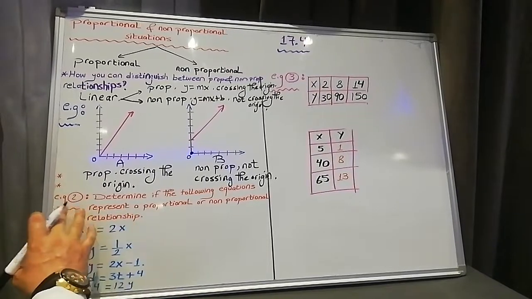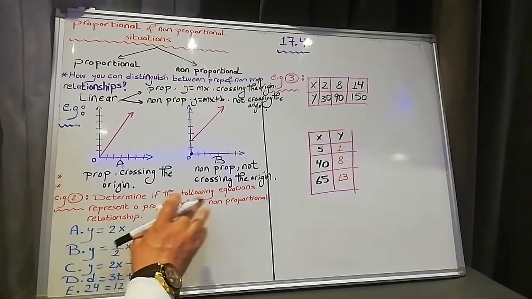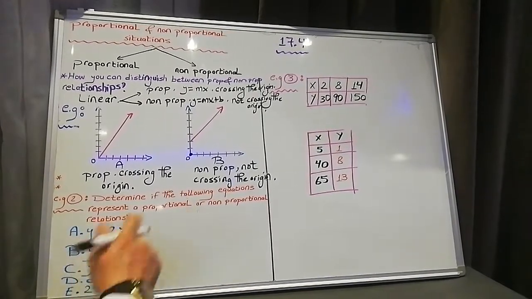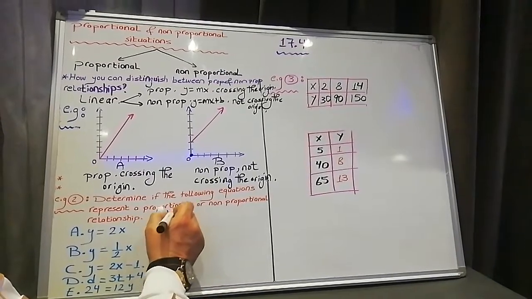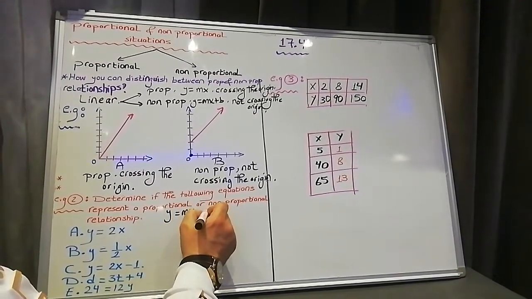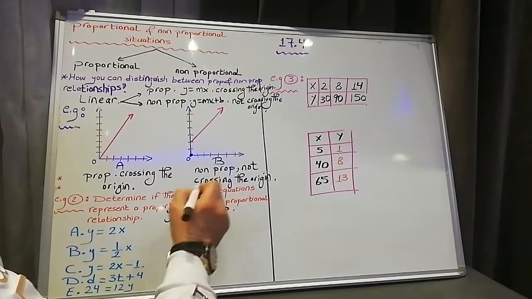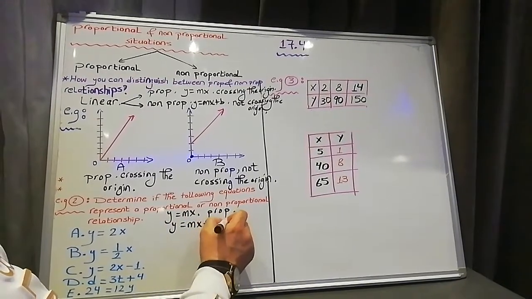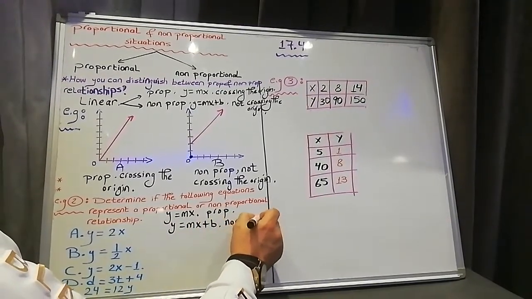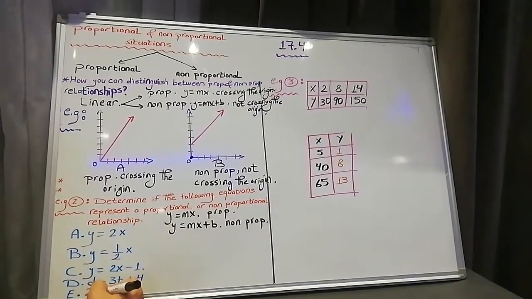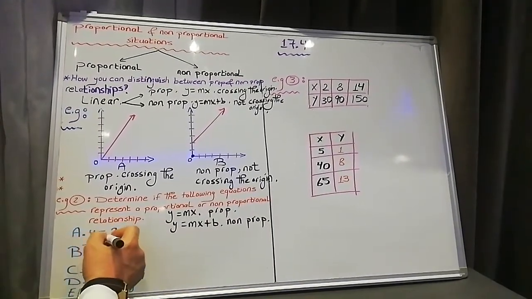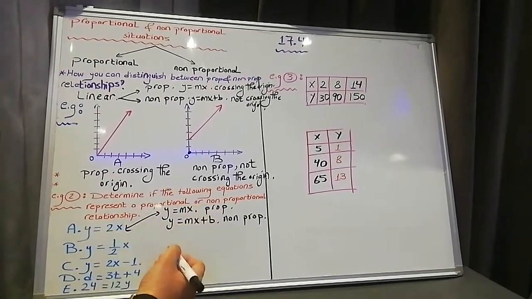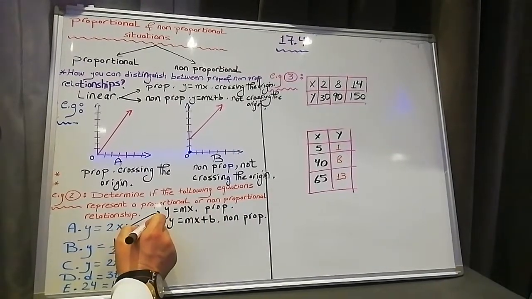Example number 2, guys, talks about determining if the following equations represent a proportional or non-proportional relationship from the equation itself. You know that when we have y equals mx, this means a proportional relationship. When we have y equals mx plus b, then it is non-proportional. So now we can start checking the following equations. Let's start with the first one, A. Y equals x, so you can recognize that it is in the form of y equals mx. So it is a proportional relationship.